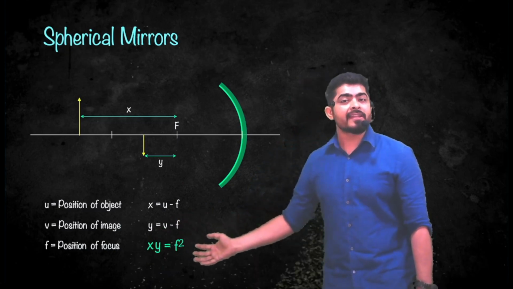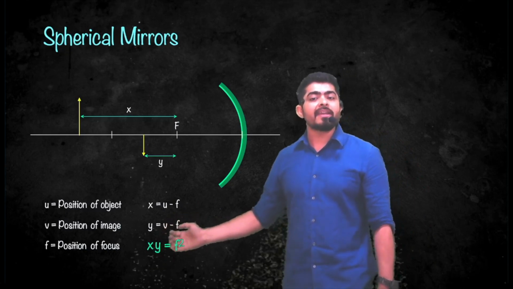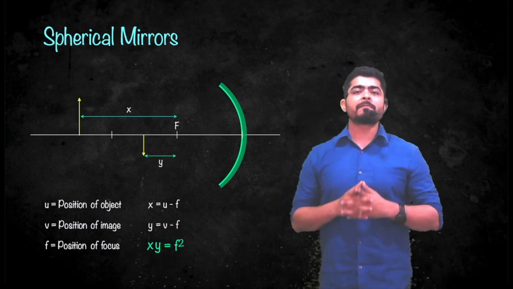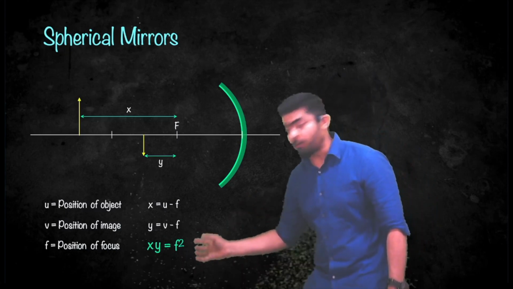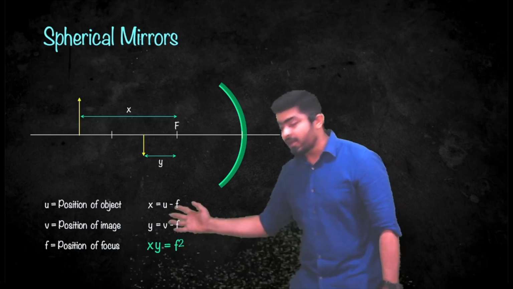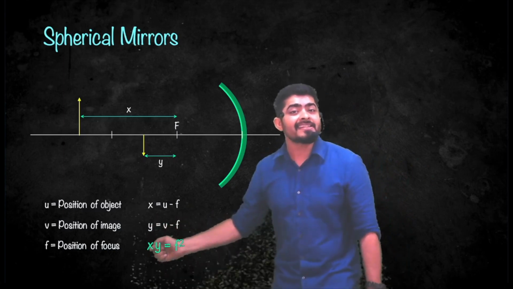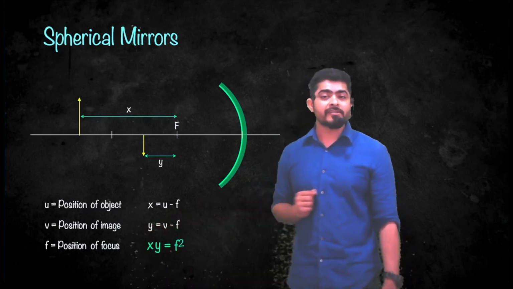On the left side f square is again positive, correct? So xy equal to f square. Now comes a very important conclusion based on this. Because this side of the term is positive, f square is always positive, so the right side of the equation should always be positive. That means if x is negative, y should be negative. If x is positive, y should be positive.